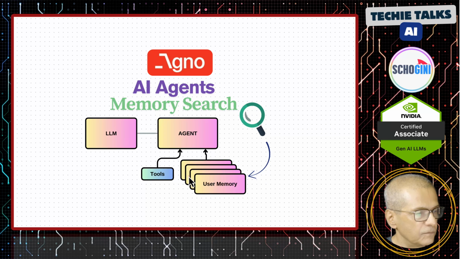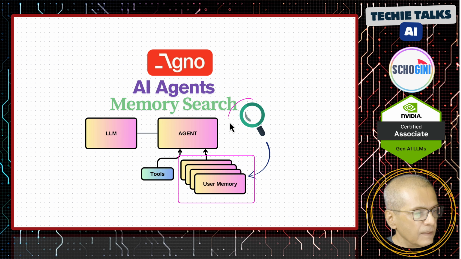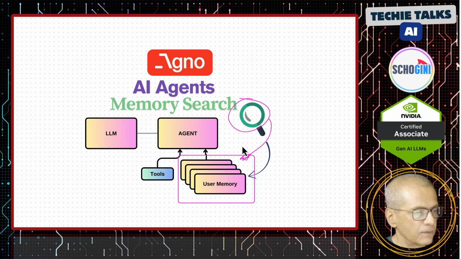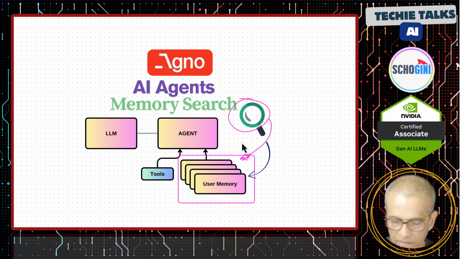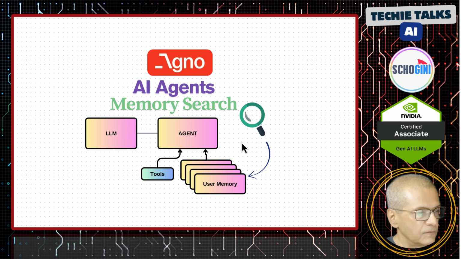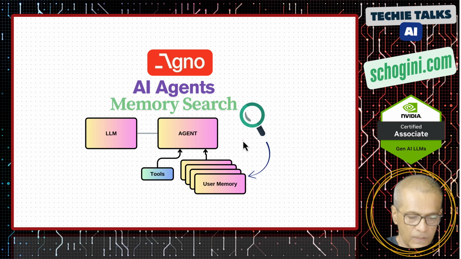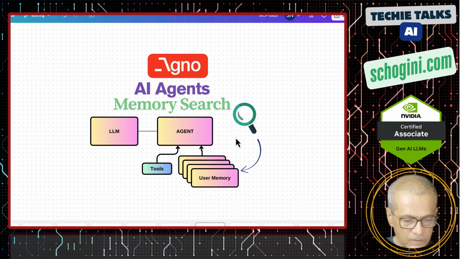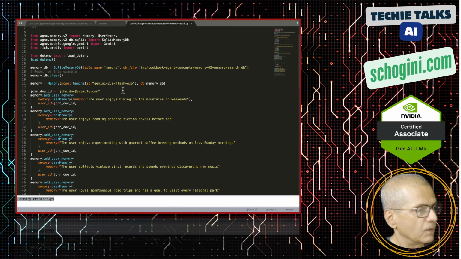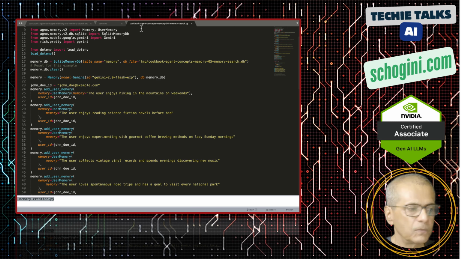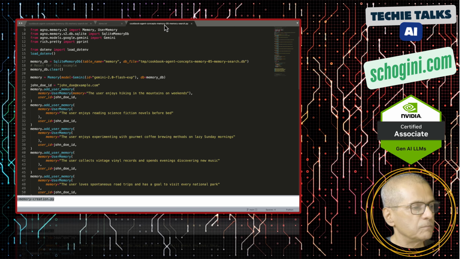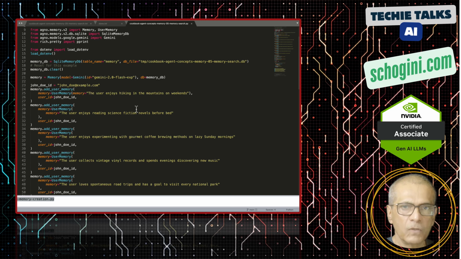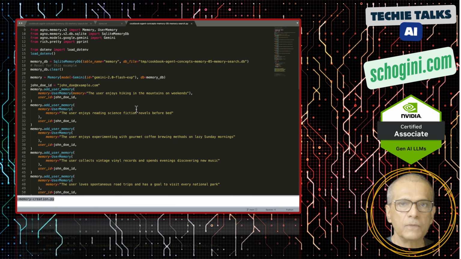So the focus of this video is on extracting information from the user memory. Okay, so let's see it's working. Before we check it's working, we will look at the code, and the code is slightly modified version of what Agno provides. So here is the code. So this is from Agno Repo Cookbook, Agent Concepts Memory 05 Memory Search. I've slightly modified to make it easier to understand.